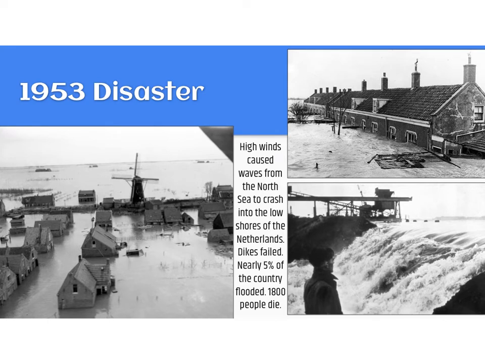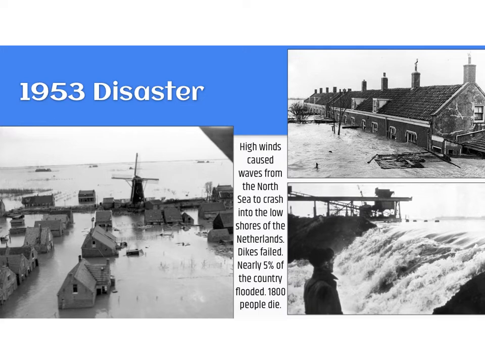So in 1953, there was a huge flood in the Netherlands. And so these are also pictures from the Netherlands. You can see the windmill in some of them. You can see very quintessential Dutch housing there as well.